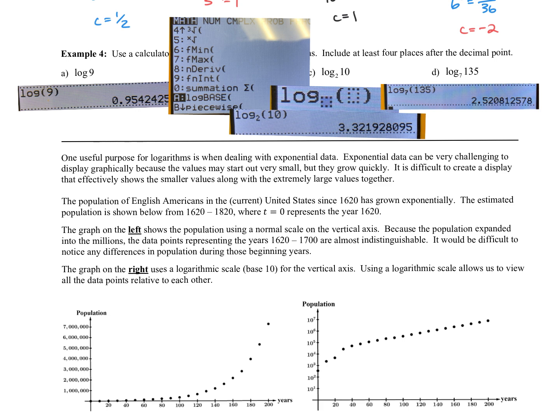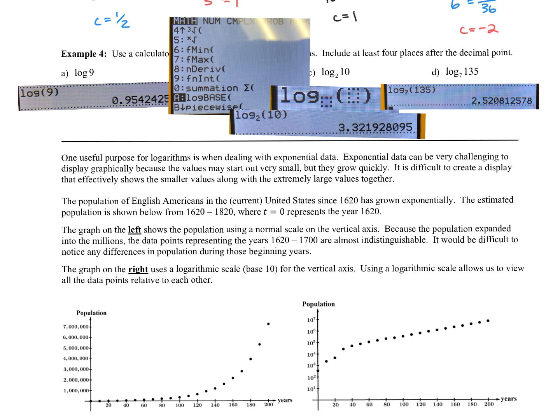One useful purpose for logarithm is when dealing with exponential data. Exponential data can be very challenging to display graphically because the values may start out very small, but they grow quickly. It is difficult to create a display that effectively shows the smaller values along with the extreme large values. The population of English America and the current United States since 1620 has grown exponentially. The estimated population is shown from 1620 to 1820, where t equals 0 represents the year 1620.